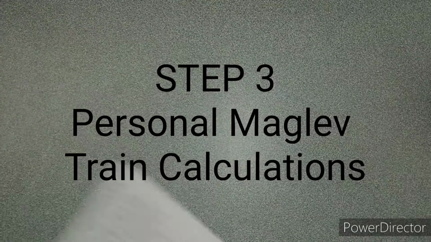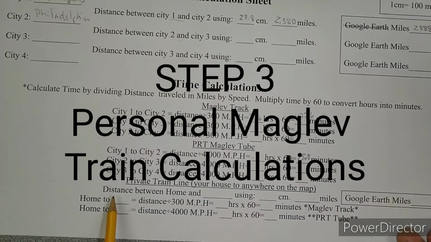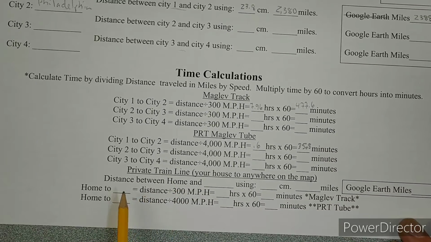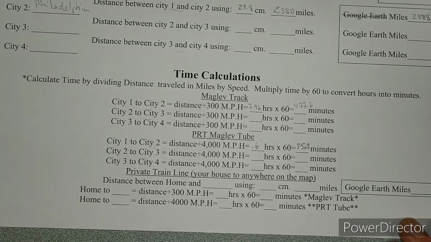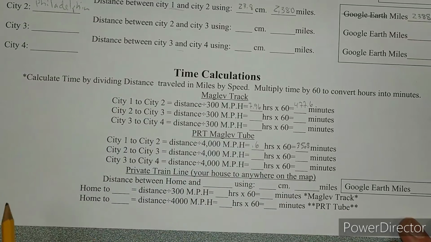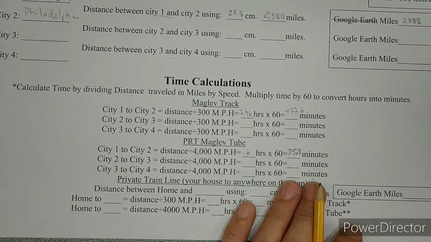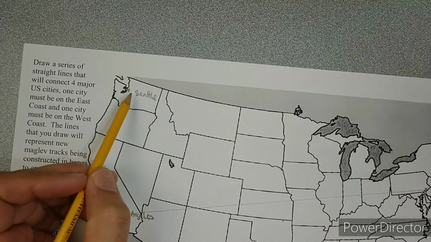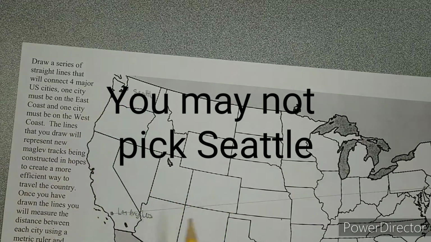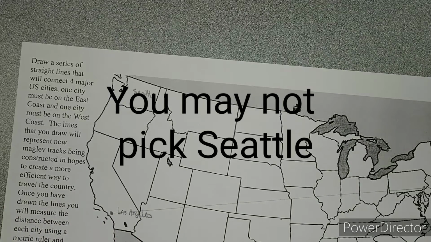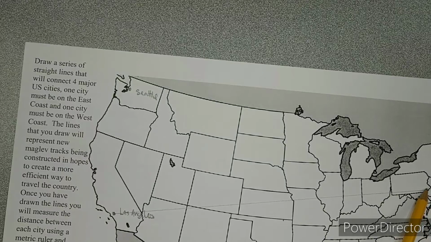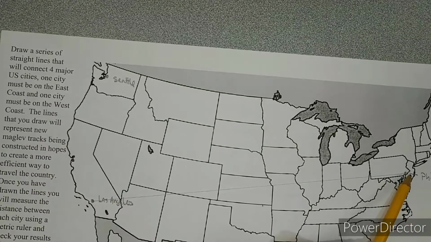For the last section on the back here, what we're going to do is figure out our private train line. So you're going to have a train that goes from your house, and we'll just say Philadelphia to make it easier, to anywhere in the country, right? So continental United States. So I'm going to go to Seattle, okay? So I labeled Seattle up here, and you want to choose, it's not one of your 10 largest cities. It could be any city anywhere in the country. Try not to make it like from here to Jersey. That's not going to work out too well, right?